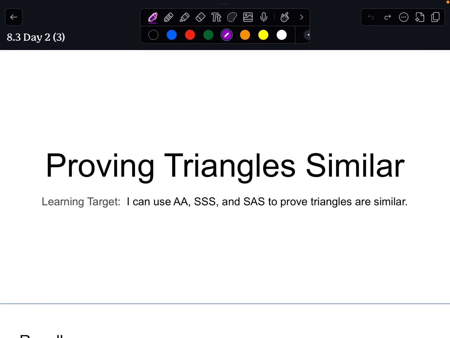Friends, today we're going to talk about proving triangles similar. In our last section, in order to prove a triangle similar, we had to show that all three angles of one triangle were congruent to all three angles of another triangle, and that the corresponding sides of both triangles were proportional.